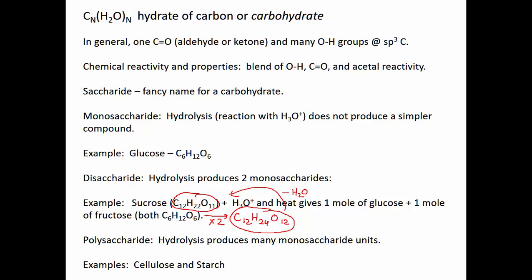A polysaccharide is going to produce many monosaccharide units upon hydrolysis. A good example of a polysaccharide is cellulose, or we'll just call it starch. Cellulose and starch are good examples of polysaccharides. When you hydrolyze either of these materials with aqueous acid and heat, if you wait long enough, you're going to get lots of glucose molecules.